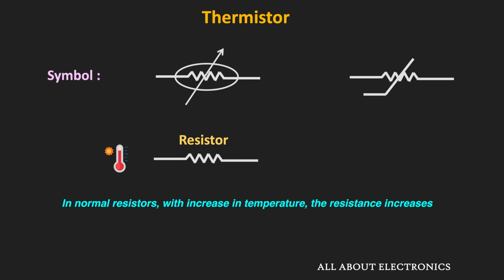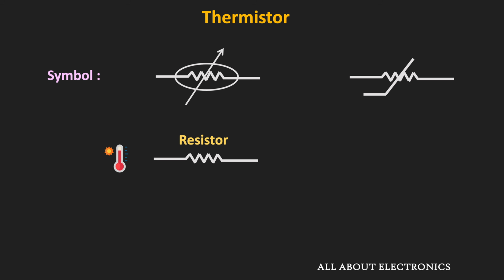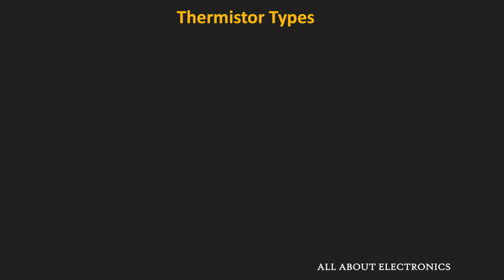Now in the normal resistor, with the increase in the temperature, the resistance also increases. Of course, as I said, this change in the resistance is very small, but with the increase in the temperature, the resistance also increases. So we can say that normal resistors have a positive temperature coefficient of the resistance. But thermistors can have both positive as well as negative temperature coefficients. So based on the temperature coefficient, we have two types of thermistors. That is the NTC thermistor and the PTC thermistor.